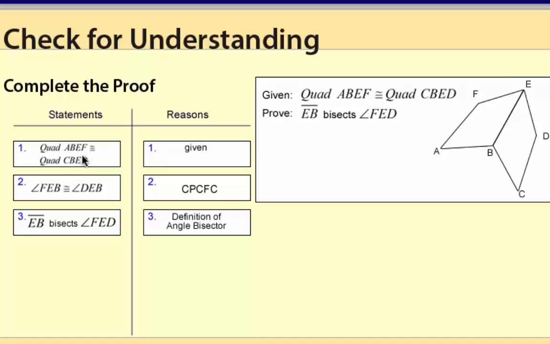And sometimes it helps to write these in if-then form. And you could say if quadrilateral ABEF is congruent to quadrilateral CBED, then the corresponding angles here are congruent. So FEB and DEB are congruent. And then you can say if these two angles are congruent, then segment EB bisects. So it all flows in if-then form as well.